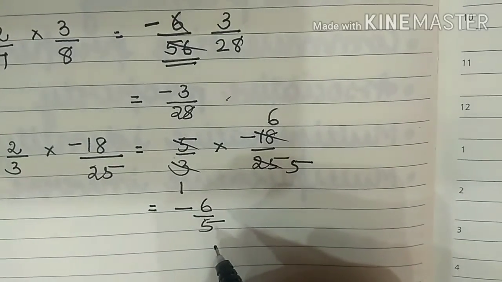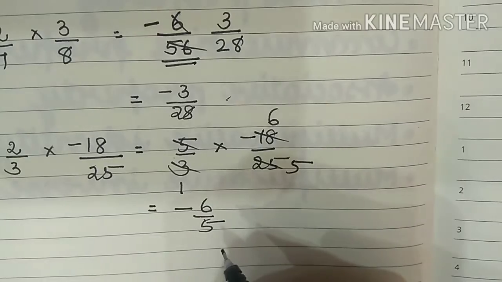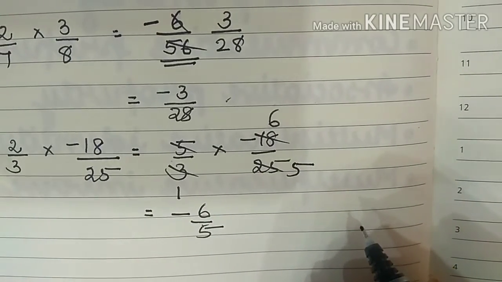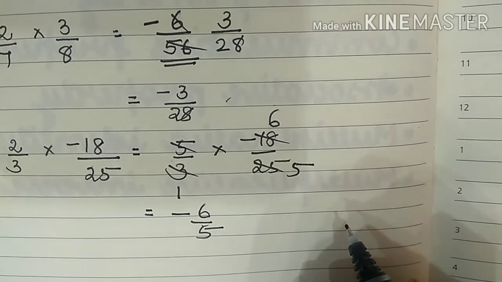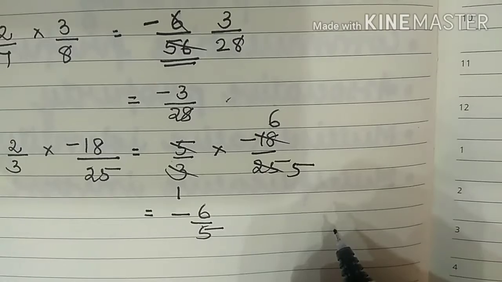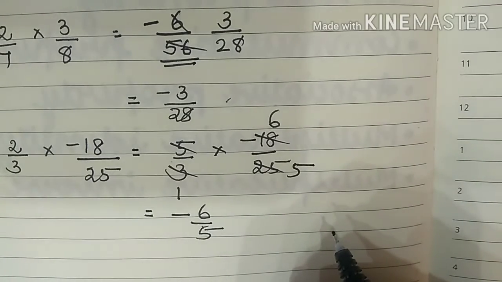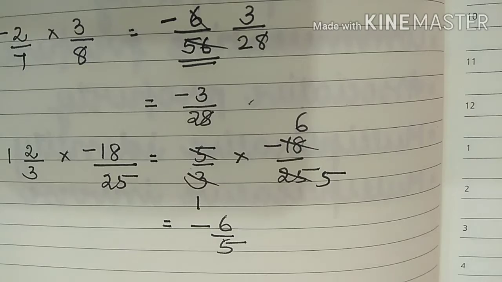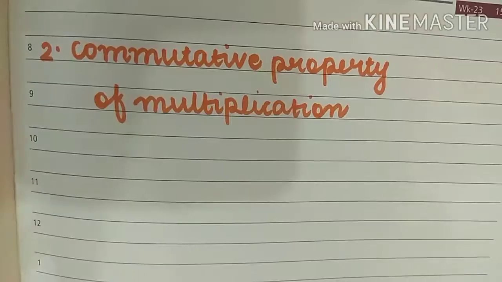Now look at minus 6 by 5, which is also a rational number. So what is the conclusion? This is the conclusion: you take any two rational numbers, multiply them, then the product will also be a rational number. So we can say that multiplication of rational numbers is closed.